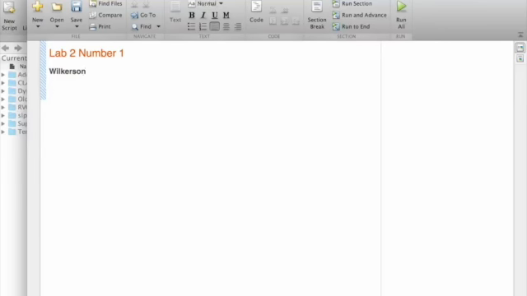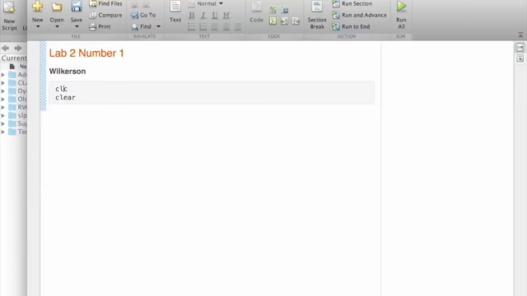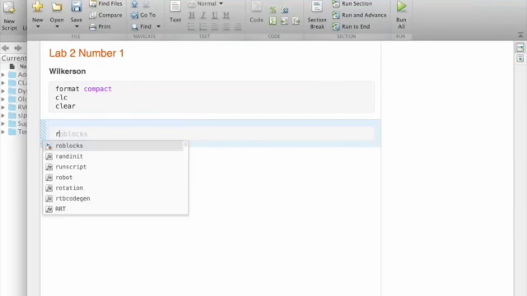Clear. And I actually would like format compact, and then I'm just going to go ahead and do a section break so that I can execute that. And it's not going to do anything, of course. Now I'm going to go ahead and put my variables in here.